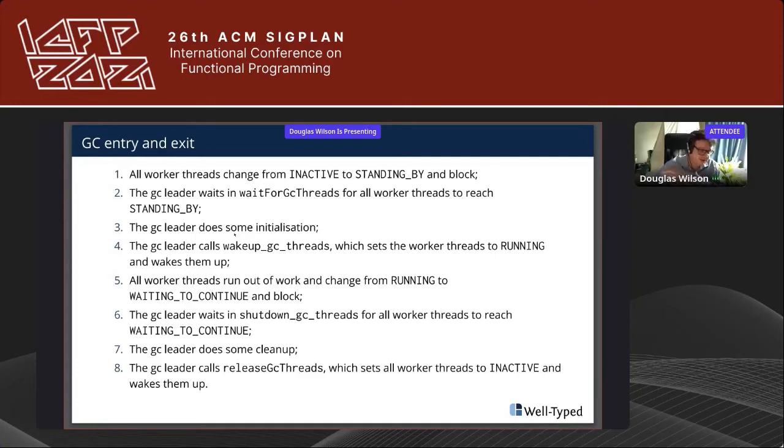Then the GC leader does some cleanup, and there's another synchronization point, and everything can continue running in the mutator, doing things that matter. At all of these synchronization points, prior to my change, we're doing a sched yield busy wait. So we say, are we ready to go yet? No? Okay, we'll yield. The change is that we don't do that anymore, and we use mutexes and condition variables.